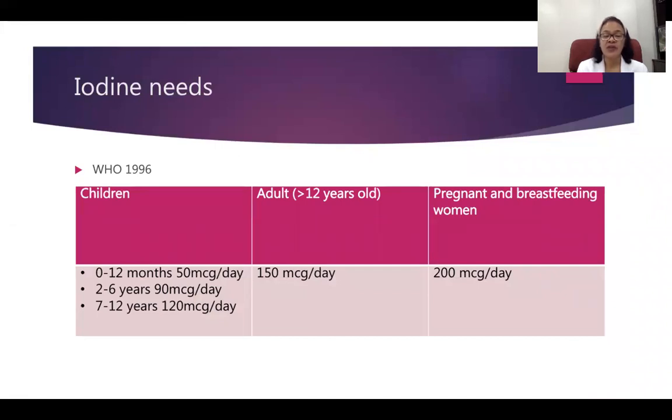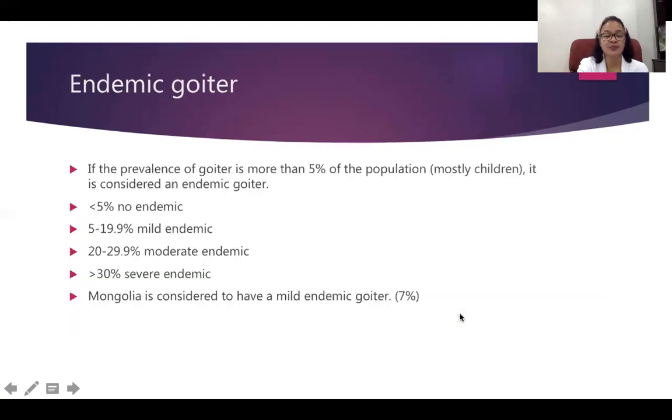For children 0 to 12 months, I've shown this already to you. How much do we need? For 0 to 12 months, it's 50 micrograms per day. 2 to 6 years, 90; 7 to 12 years, it's 120. For adults, it's 150. And for women who are breastfeeding and pregnant, they should be given 200 micrograms per day.